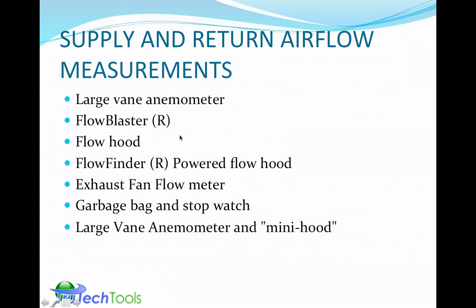Okay, the second of 2 different types of airflow measurements, the way I think of them, are supply and return, or you could think of supply and exhaust. Different types of measurement tools that can be used are large vane anemometers, the flow blaster, flow hoods, the flow finder, which is a powered flow hood like the flow blaster, the exhaust fan flow meter, and actually a garbage bag and a stopwatch is a capture device. A large vane anemometer, perhaps, and maybe a mini hood can also be used for supply and return measurements.